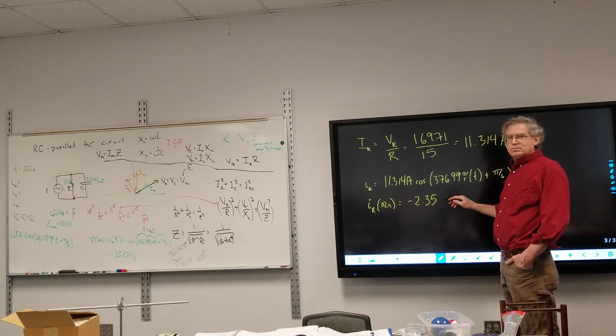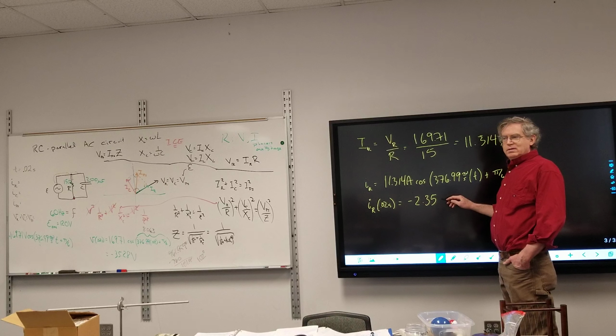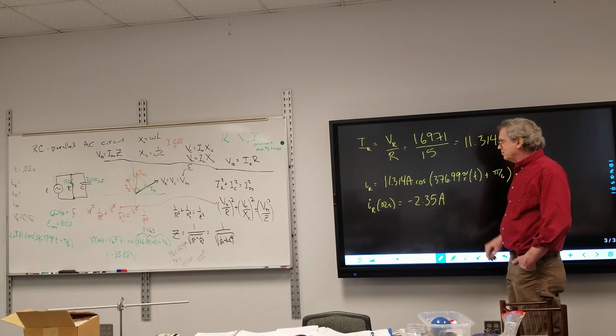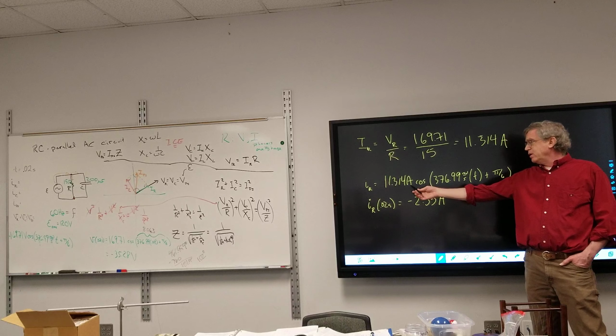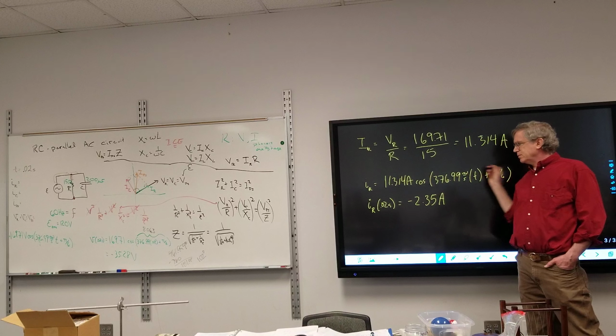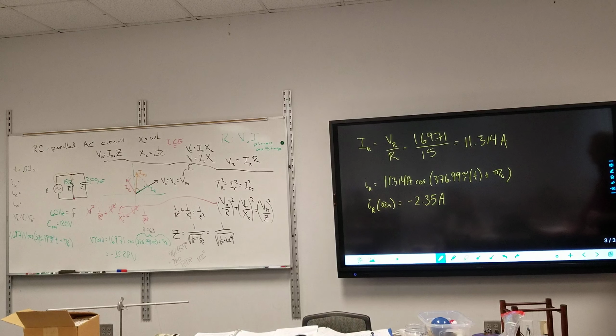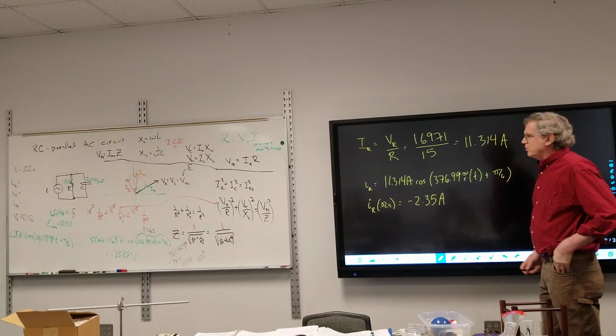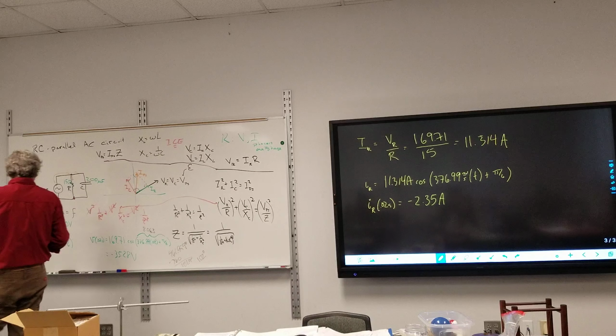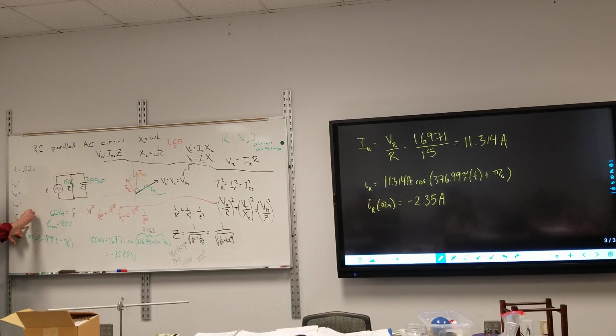Units? It's current. The units are coming from the amplitude right here, which is amperes. This cosine bit, that's unitless. Now, I knew that the answer would be negative. How? Because of the quadrant. Yeah. All right, so we now have, at t equal to 0.02 seconds, this was negative 35.28 volts. This current right here is negative 2.35 amperes.